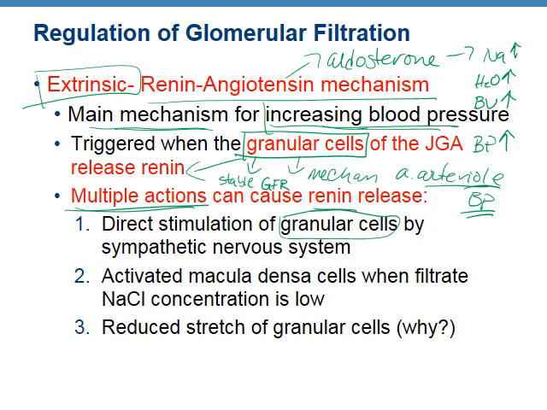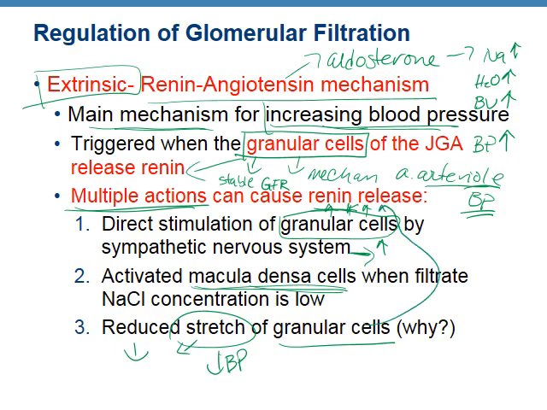So the granular cells can release renin. The granular cells can be told by the sympathetic nervous system to release renin. The macula densa cells can tell the granular cells to release renin. And then the stretch. So if we have reduced stretch of the granular cells, remember, they're the mechanoreceptors that I just talked about. So if you have reduced stretch, that means the blood pressure is low. So then the granular cells are going to release renin. So it's all kind of tied to these granular cells because they're the ones that actually release the renin. But I want you to see that there's multiple ways that renin can be turned on.